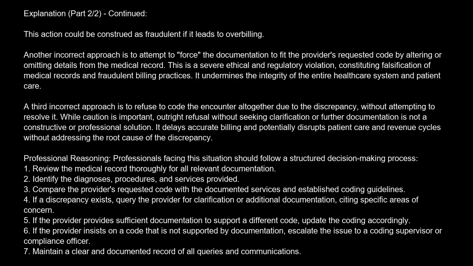Professional reasoning. Professionals facing this situation should follow a structured decision-making process. 1. Review the medical record thoroughly for all relevant documentation. 2. Identify the diagnoses, procedures, and services provided. 3. Compare the provider's requested code with the documented services and established coding guidelines. 4. If a discrepancy exists, query the provider for clarification or additional documentation, citing specific areas of concern. 5. If the provider provides sufficient documentation to support a different code, update the coding accordingly. 6. If the provider insists on a code that is not supported by documentation, escalate the issue to a coding supervisor or compliance officer. 7. Maintain a clear and documented record of all queries and communications.